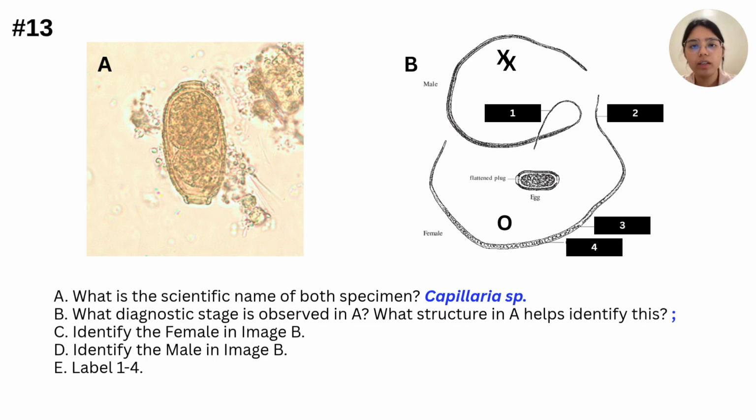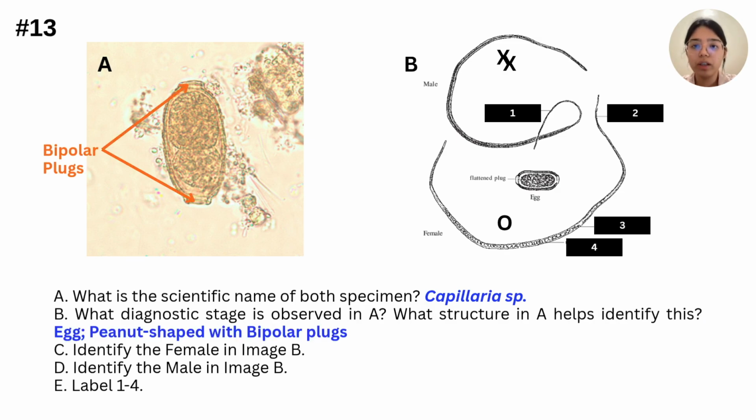For this station, the specimen appears to be Capillaria sp or C. philippinensis, a nematode that can affect the intestine or liver depending on the species. Humans are the definitive host, where the worms may produce eggs that are passed in stool. The diagnostic stage we see in A here is the egg. The eggs are peanut-shaped with bipolar plugs at both ends, which is a characteristic feature that distinguishes Capillaria from other nematode eggs.